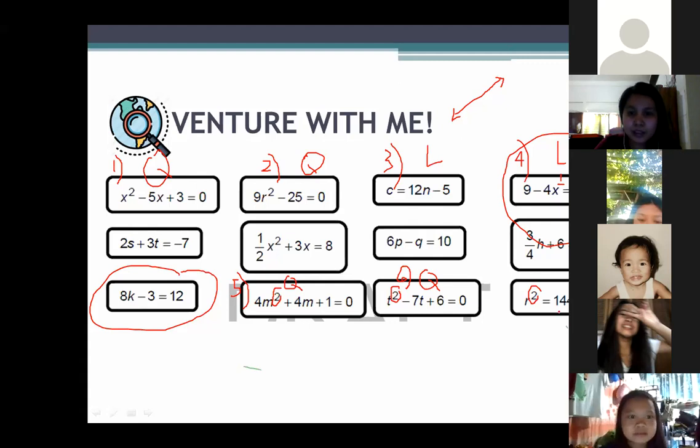How about this one? Ready? r squared equals 144. Smiley or heart? Ready? 5, 4, 3, 2, 1. Oh, you look at the exponent. What's the exponent? r squared. The exponent is 2. Therefore, it is quadratic.